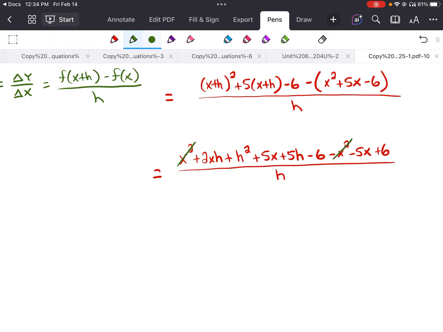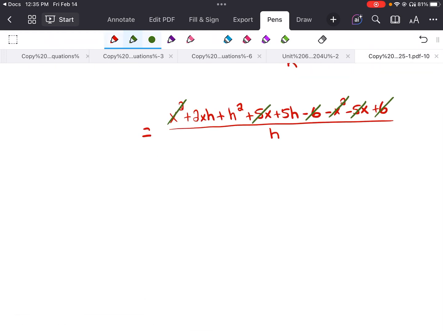From here we can cancel out like terms that equal 0. So we have an x squared here and a minus x squared. We have a plus 5x and a minus 5x. We have a minus 6 and a plus 6. And that's it so far. Okay, so what we're left with is 2xh plus h squared plus 5h over h.